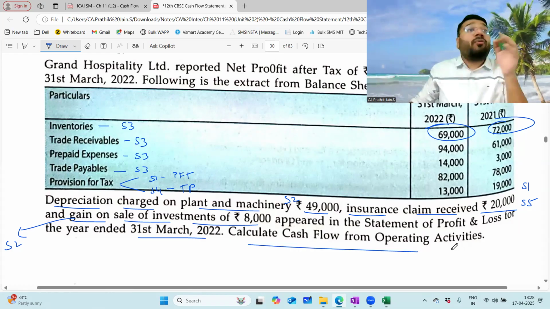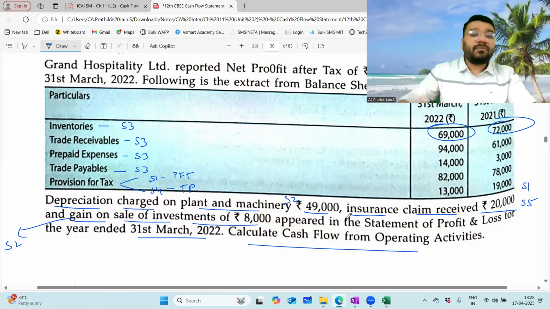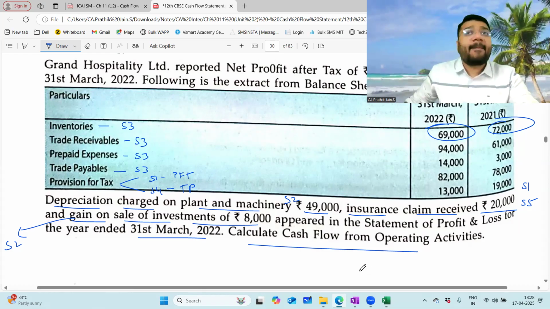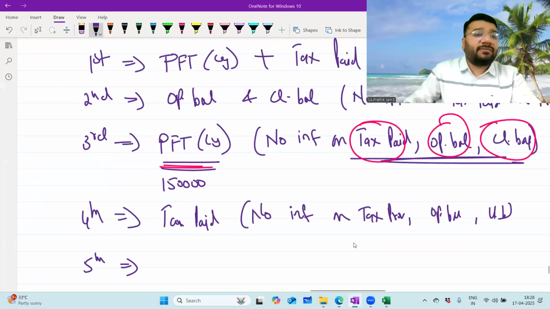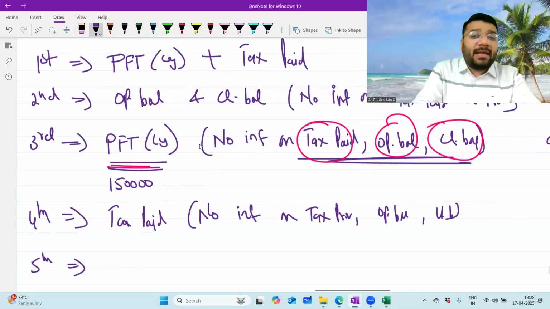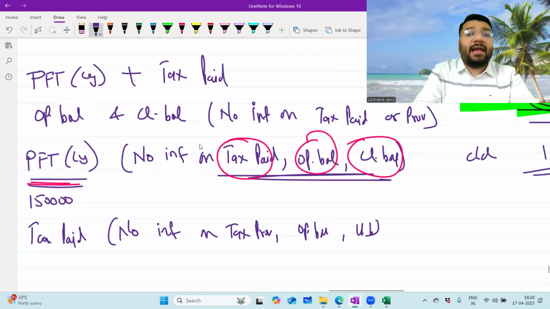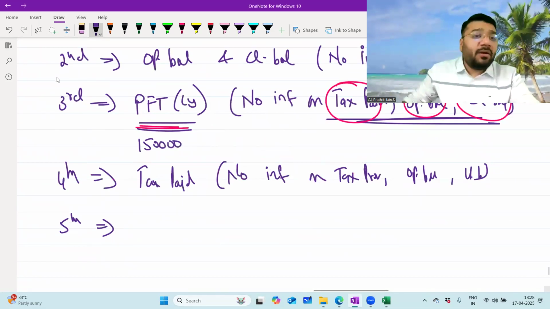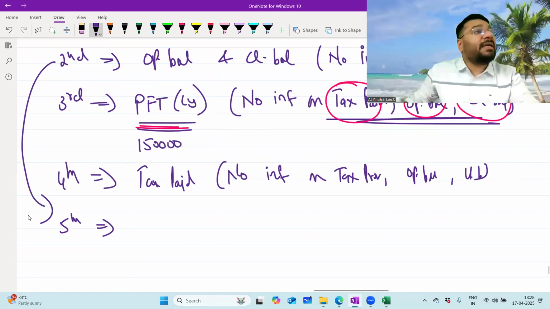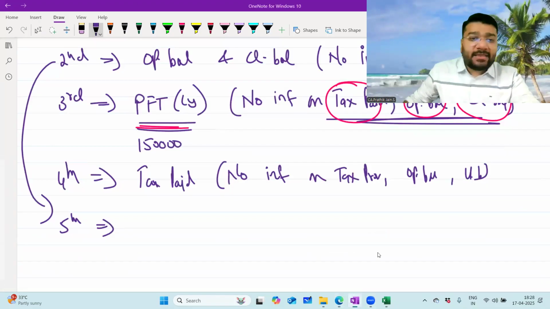Now, provision for tax people, open the ledger. Please tell me, which case is this? Is it the first case? Second case: opening balance and closing balance are given, no information on tax paid and tax provision created. Second case only, but it has a different flavor, slightly different from the second case. What it is, we'll discuss. So please open the provision for tax ledger.